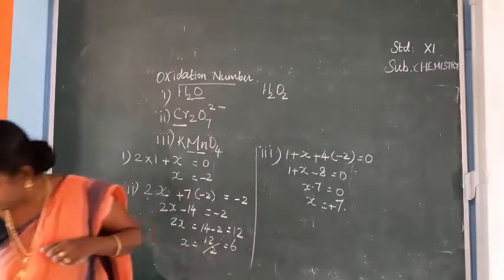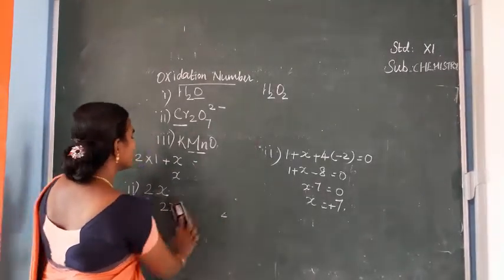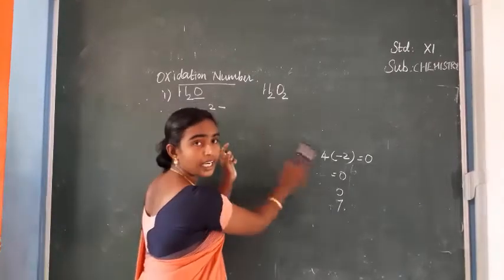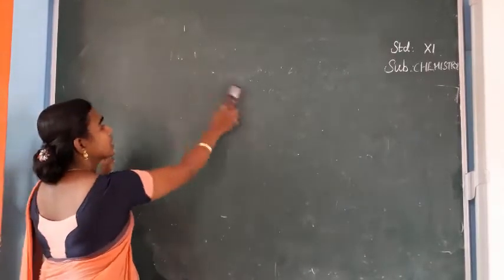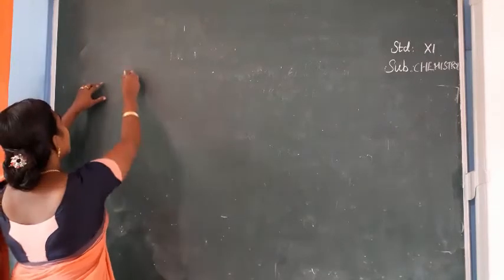So the next type of question is how to balance the equation using the oxidation number method and the ion electron method. The 2 methods are there. What are the methods? That is the oxidation number method and the ion electron method, for balancing equations.